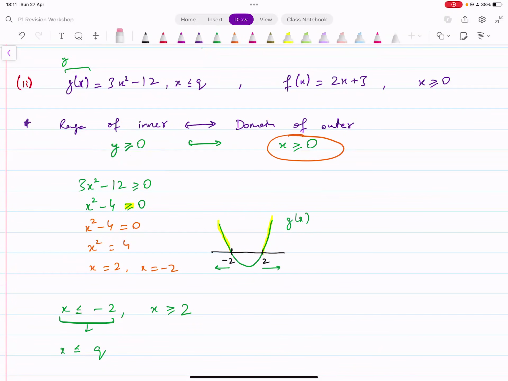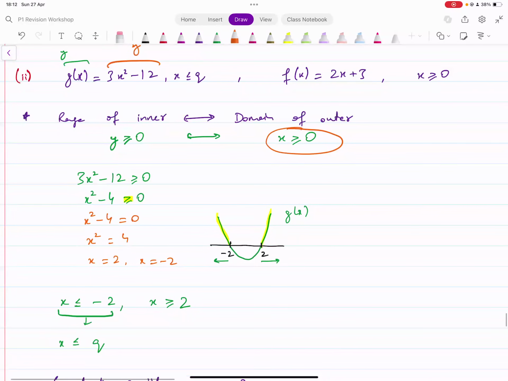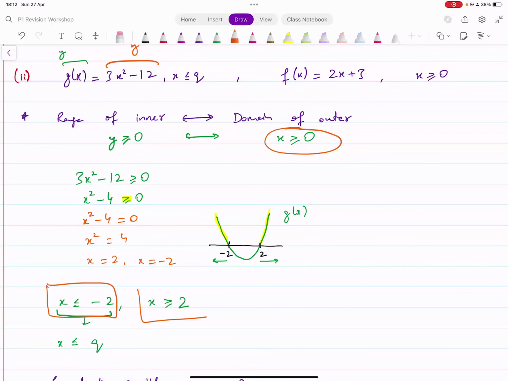What's the inner function? It's the function g. So we say the y value of this function, all of this, should be greater than or equal to 0, right? This whole thing is y. So this has to be greater than or equal to 0. We solve that inequality like we solve quadratic inequalities, and we get this result: x is less than or equal to -2, or x is greater than or equal to 2.